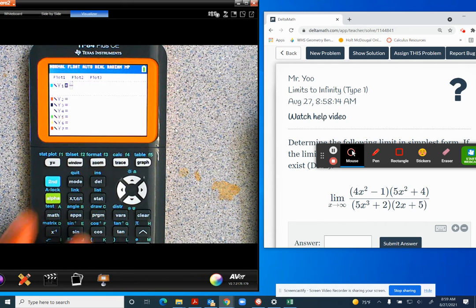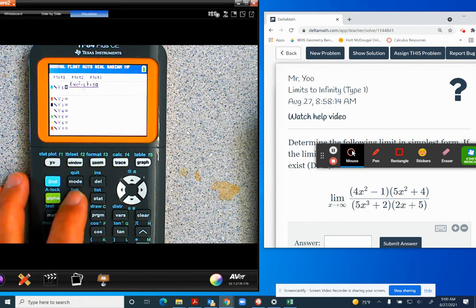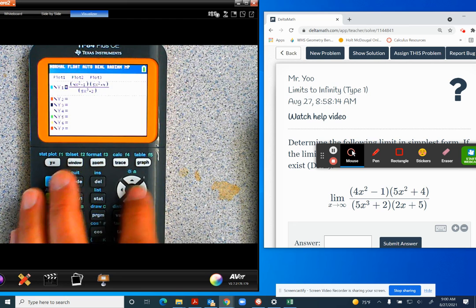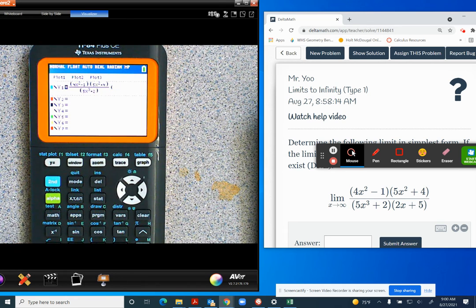All right, so I have parentheses 4x to the power of 2. And then minus 1. Again, if you're having a hard time with your graphing calculator, I'm showing you how to put it into your graphing calculator so you guys can check later. 2. And then plus 4. Alright. We have parentheses, 5x to the power of 3, and then plus 2, and then close the parentheses, and then parentheses, 2x plus 5.